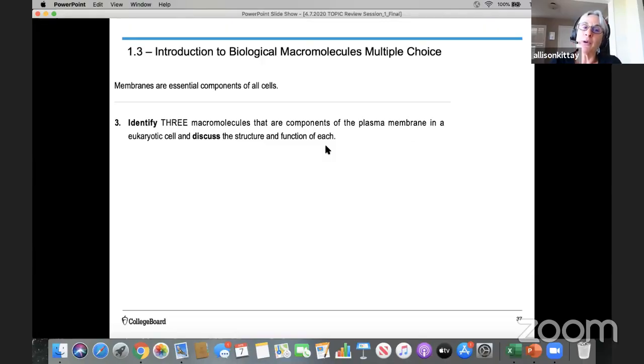Let's take a look at 1.3. This is a question that uses membranes as a vehicle, or a way, to get you to talk about macromolecules. So you're asked to identify three macromolecules that are components of the plasma membrane in a eukaryotic cell and discuss the structure and function of each. And you should be able to do two super easily just based on this review. The third one I mentioned, but you may have to rely on prior knowledge for this one.